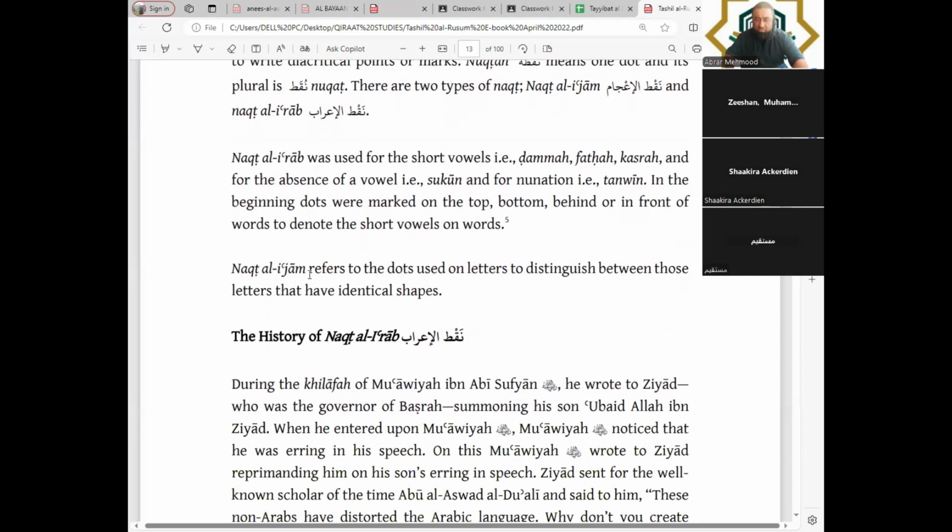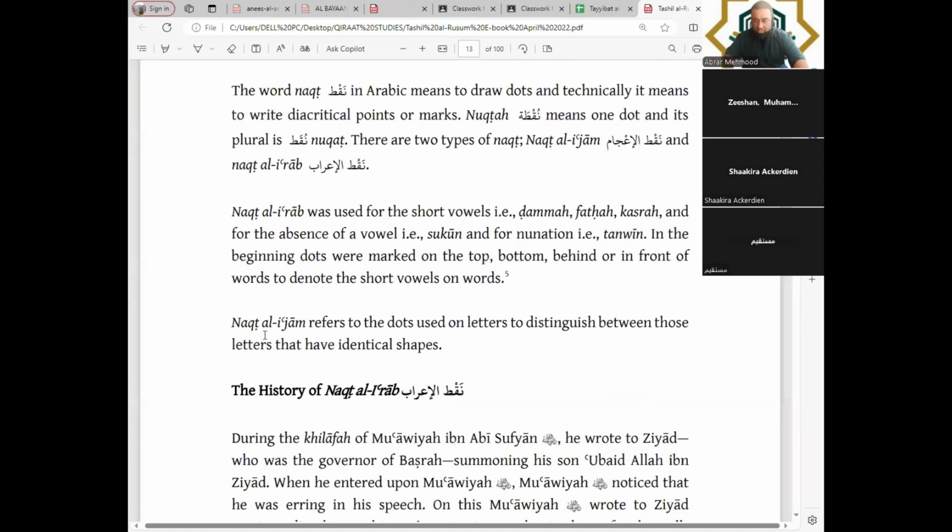And then i'jam, as it says here, dots to distinguish between the shapes of the letters. So something which I will give later for homework, inshallah ta'ala, because I want to see how well you've picked up on this, because it's good to have some kind of exercise as well. So these are two points that we need to know: naqtul i'rab and naqtul i'jam, and they will be explained in due course.